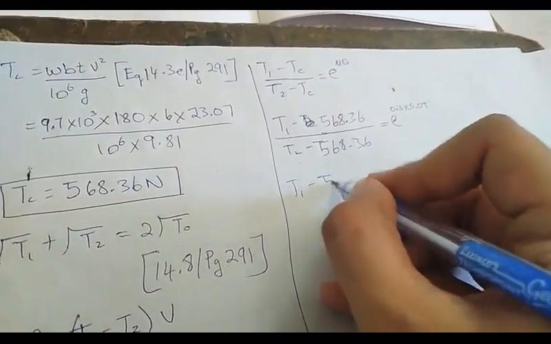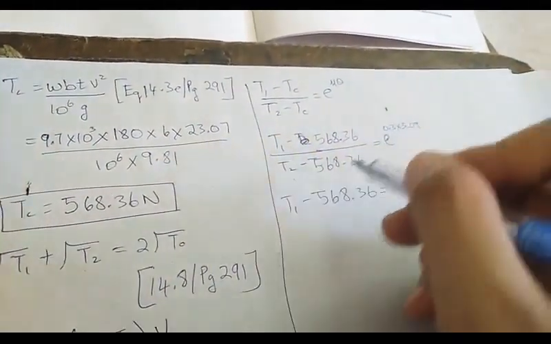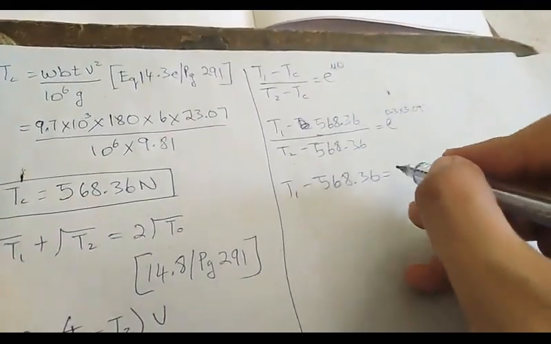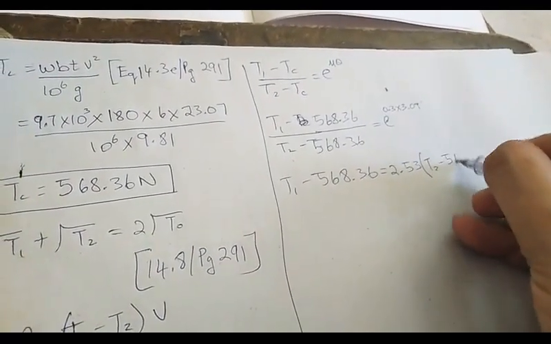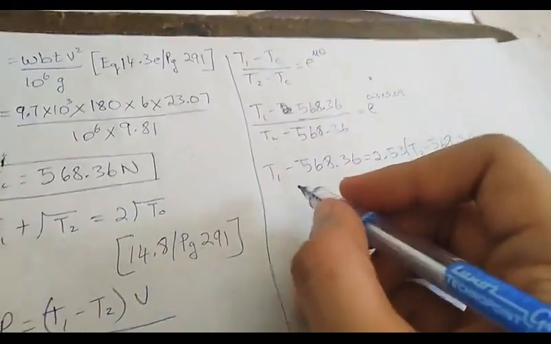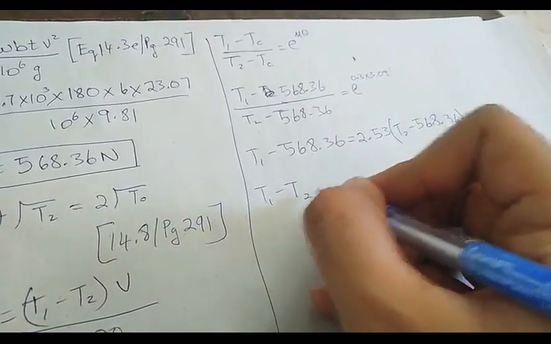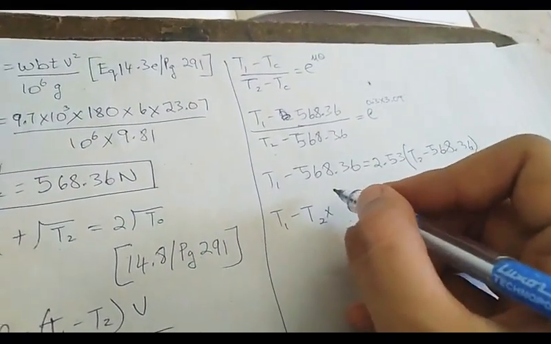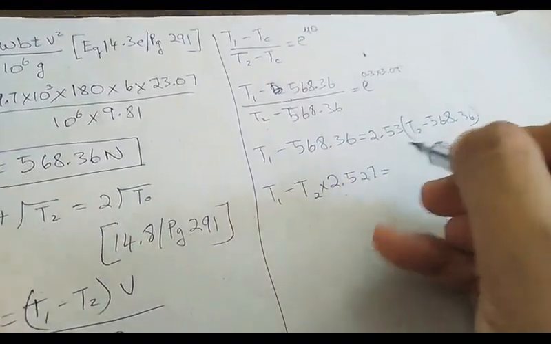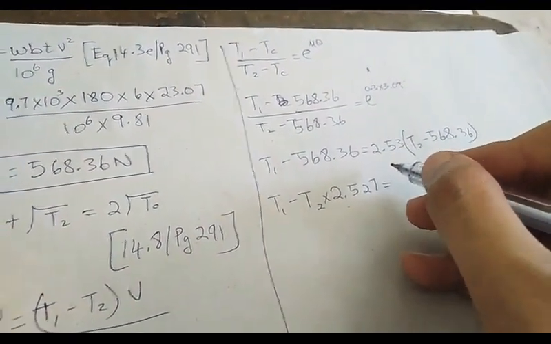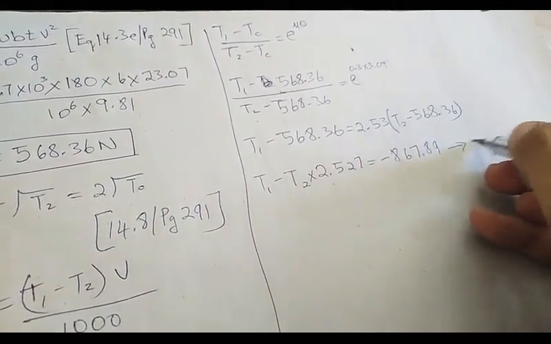So T1 minus 568.36 is equal to, this value turns out to be 2.53, into T2 minus 568.36. On rearranging this equation, we'll get T1 minus T2 into 2.527 is equal to minus 867.89. We shall call this equation 2.